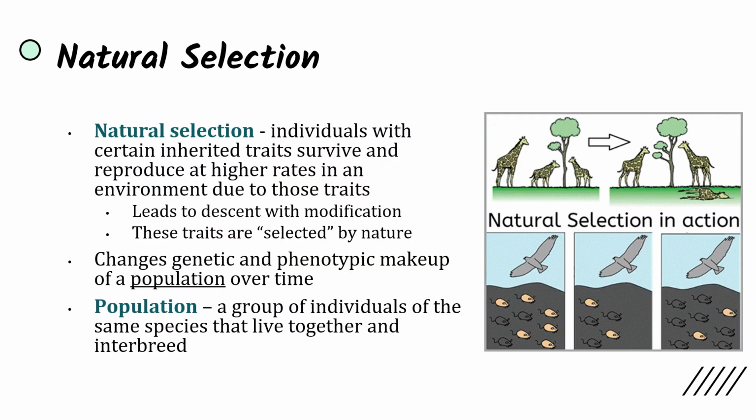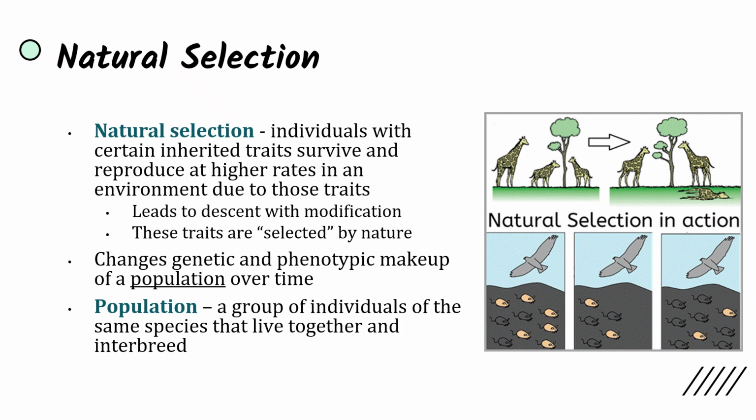So, reviewing, the theory of natural selection is the method by which evolution works, by which descent with modification happens. So, as new generations of a population are born, the overall genetic makeup of a population changes over time. And natural selection states that individuals with certain inherited traits, meaning traits that can be passed down between generations, survive and reproduce at higher rates in an environment because of those traits. And those traits that help an organism to reproduce are known as adaptations.